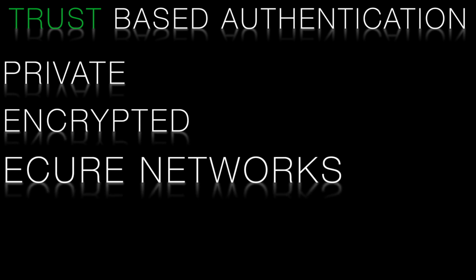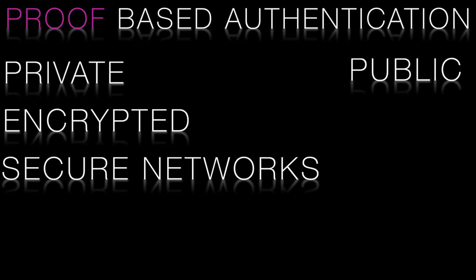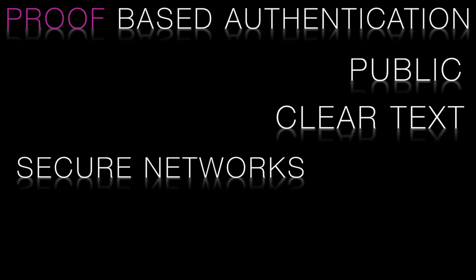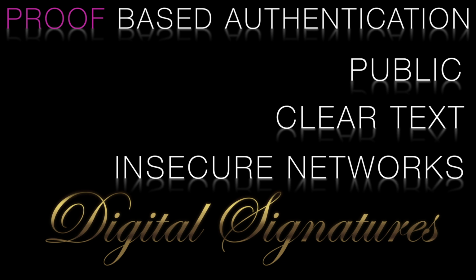Transactions in a trust-based system are private. They're encrypted and sent over secure private networks. In contrast, transactions in a decentralized, proof-based system are public. They're sent as clear text over public, insecure networks. The security comes from encrypted digital signatures that we shall discuss in this video. But the messages are in clear text and must be readable by third parties such as nodes and miners that we will discuss in future videos. Everyone writes to and reads from the same record or ledger.